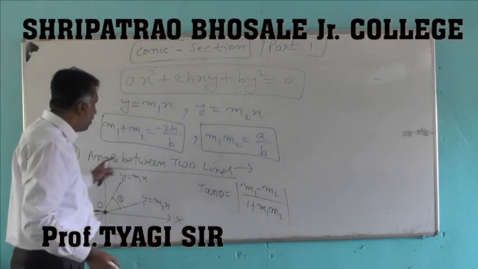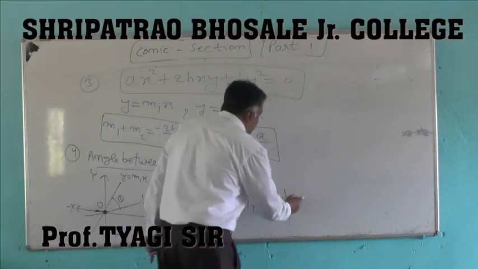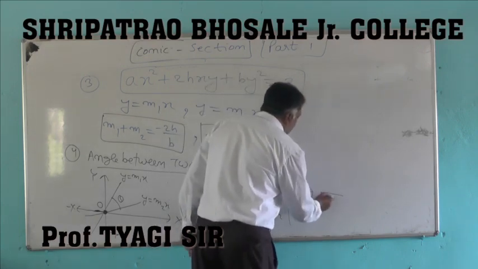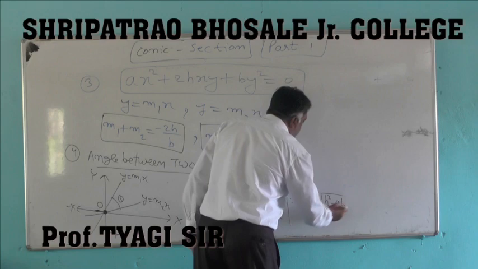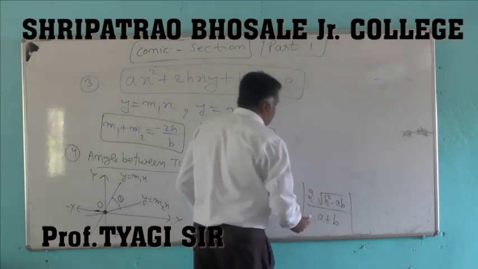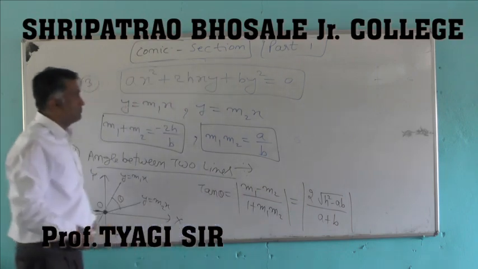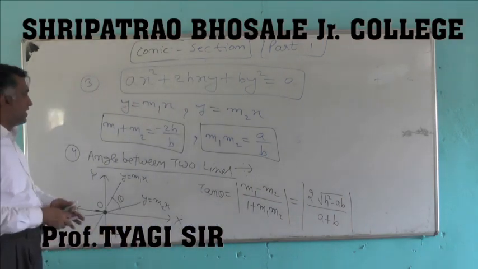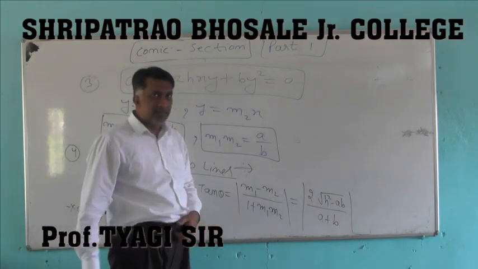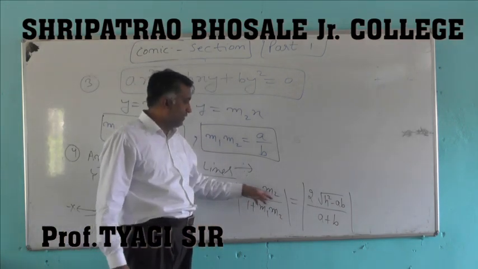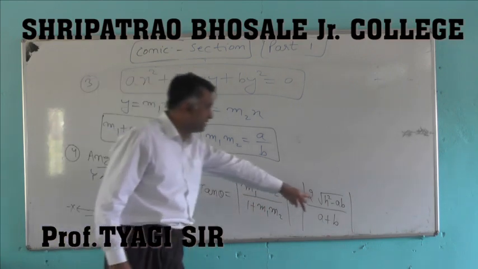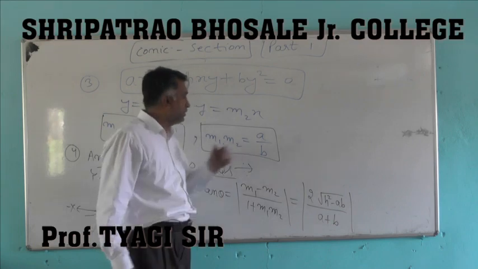After putting all these values here, we got 2 under root h square minus ab upon a plus b, mod. It is the tan theta. It is a very important formula, my dear students. We should remember. Let us suppose if we put here the values of m1 minus m2 and m1 m2 from here, then we will get this one. Okay, now I am continuing.